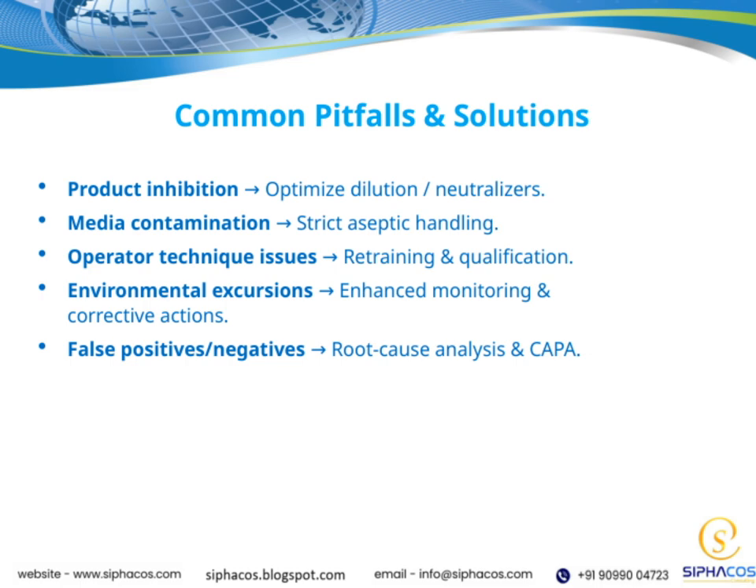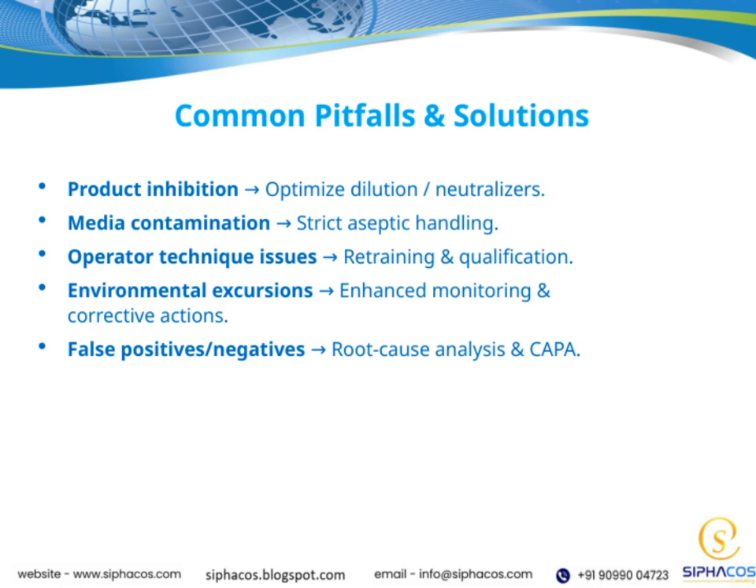Ensuring a sterile environment helps maintain the integrity of our results. Operator technique issues are another key factor. Providing proper retraining and qualification for our staff ensures consistent and accurate handling. Environmental excursions can also impact our testing, so we need enhanced monitoring and prompt corrective actions to keep everything under control. Lastly, false positives or negatives often require root cause analysis, followed by corrective and preventive actions, CAPA, to identify and fix underlying problems.